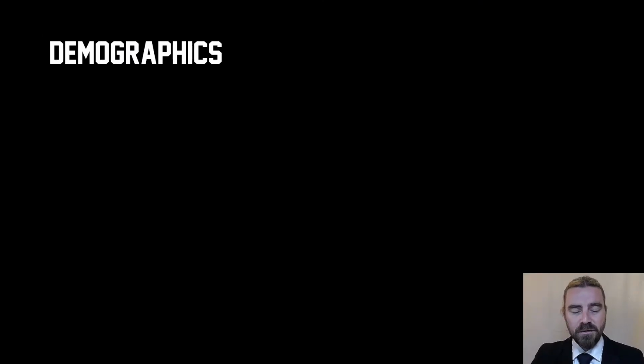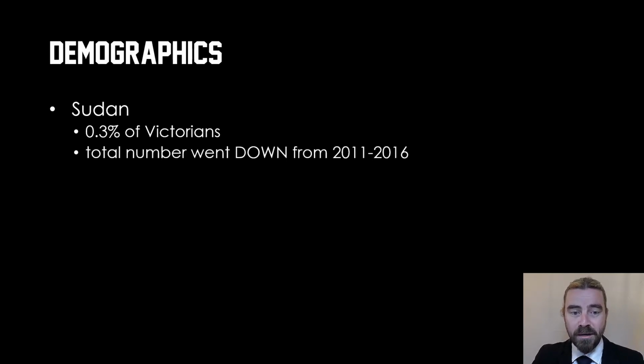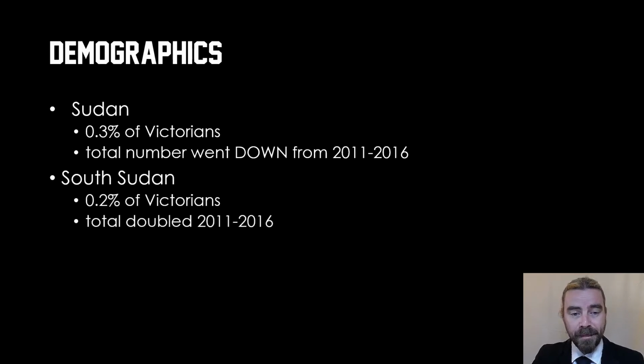Some demographics of these groups. So Sudanese migrants make up 0.3% of Victorians. The total number, as mentioned, in fact went down from 2011 to 2016. South Sudanese migrants make up 0.2% of Victorians. That total doubled between the last two censuses. So you would assume that the number of South Sudanese migrants is going to overtake the number of Sudanese migrants in the future.